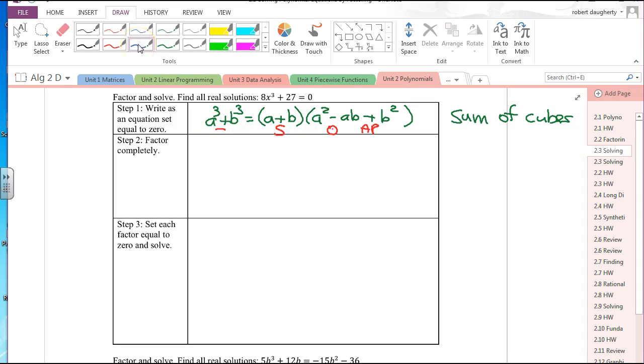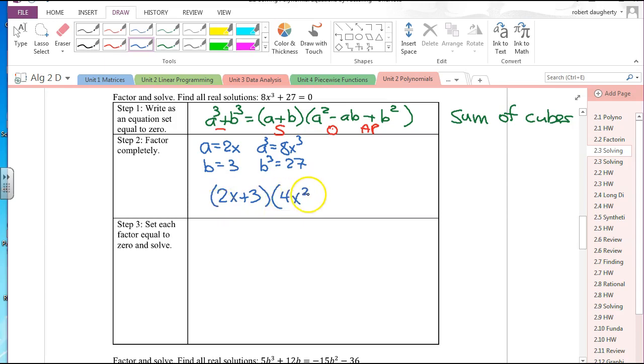So in factoring this, applying this formula, a, in my case, is going to be 2x, because a cubed is 8x cubed. And b is going to be equal to 3, because b cubed is 27. So I've got a cubed plus b cubed. So in order to factor this, what is a plus b? That's 2x plus 3. Times, and then you square that a term, that's 4x squared. ab is 6x, and b squared is 9. So all of this is equal to 0.